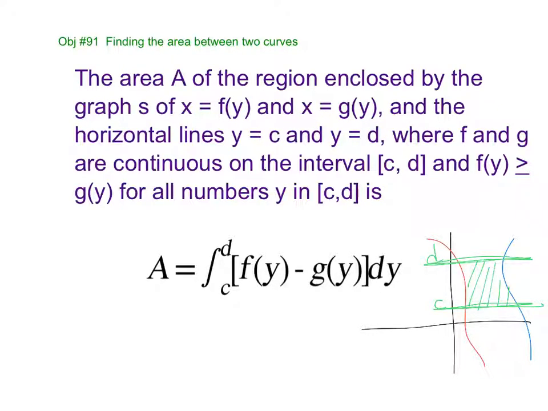Now here's the question. Which one is going to be F, the blue or the red? Just like yesterday, it was big minus small. So what's greater when it's like this? So the blue is our F. So when you have it in terms of y's, you're going to do right minus left.